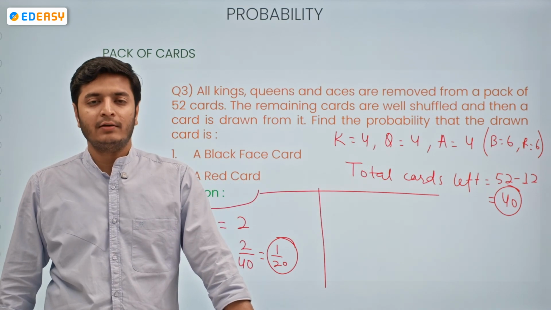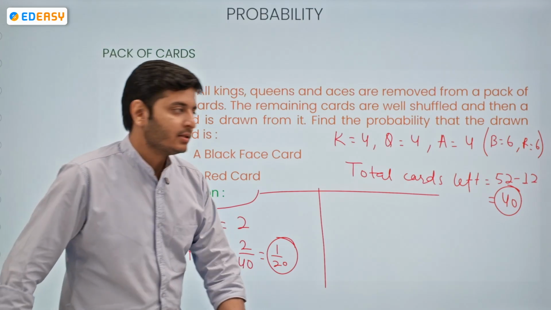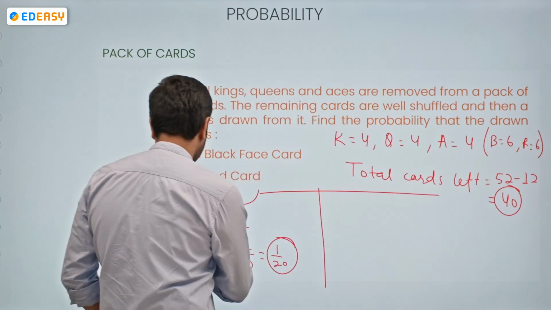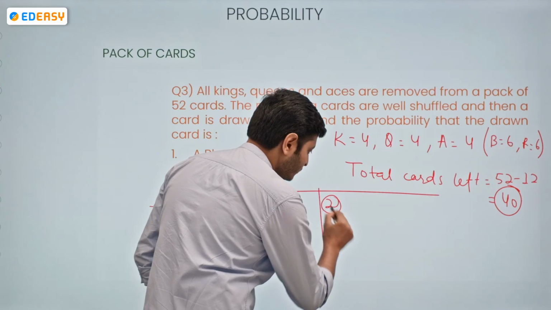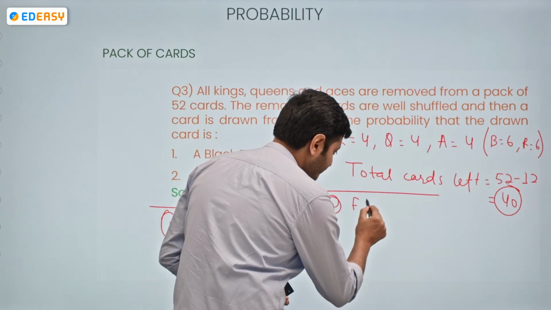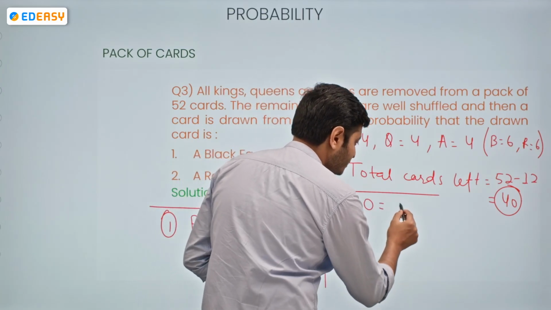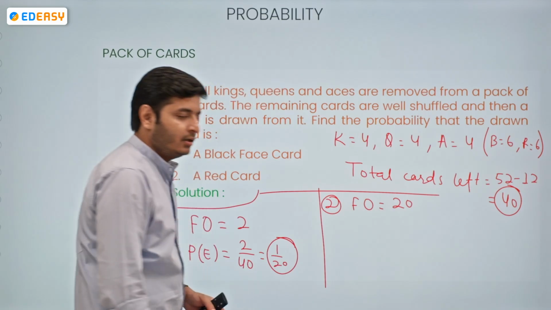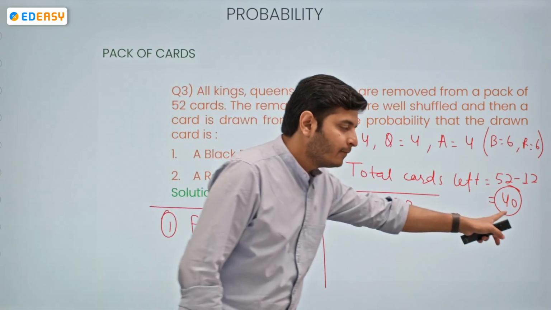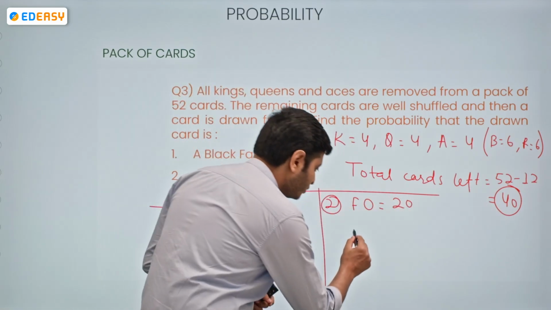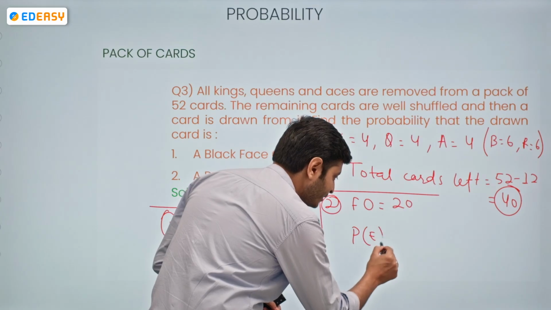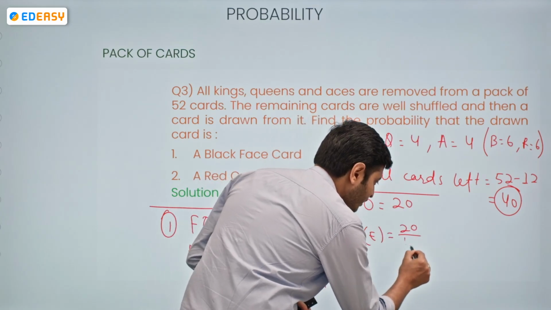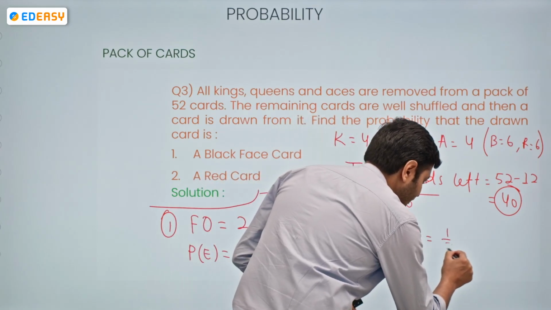So how many we are left with? 26 minus 6. So the favorable number of outcomes in second case is 26 minus 6, 20. And out of 40, total number of outcomes. So the probability of this event to happen is 20 by 40, that is 1 by 2.